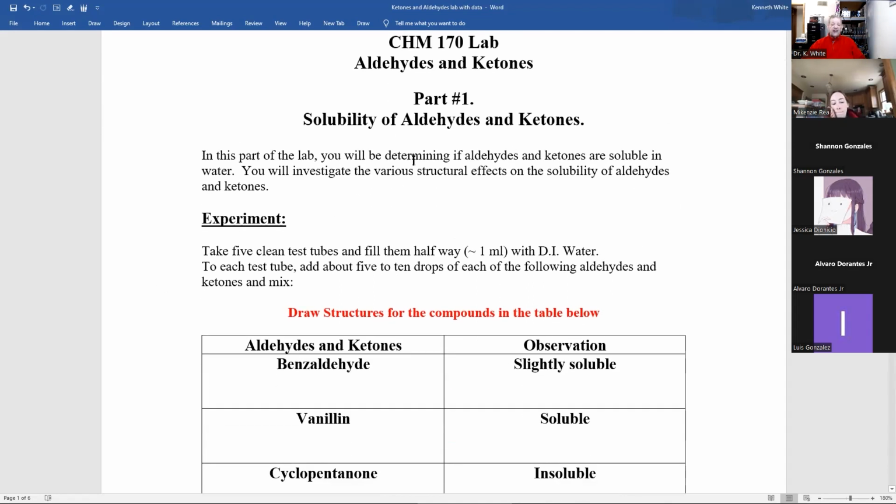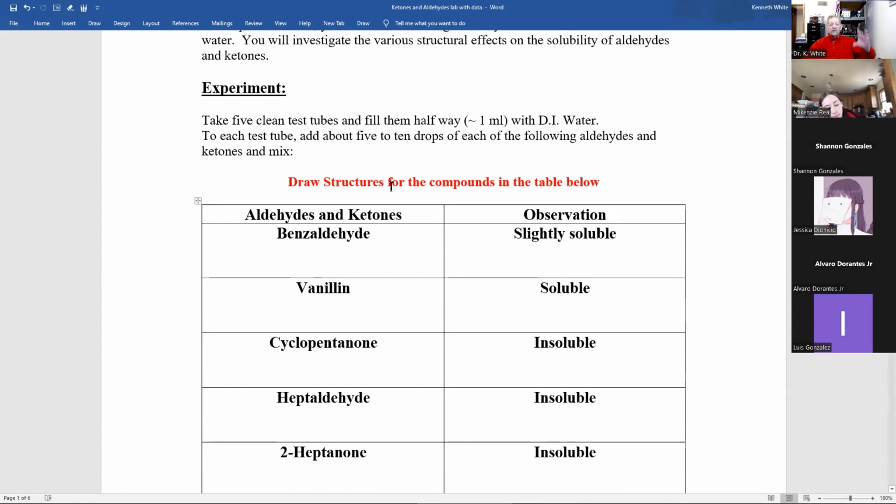Now, first thing is solubility of aldehydes and ketones in water. And what you'll do is in a test tube, you'll fill it about 1 milliliter halfway up. DI water stands for deionized water. And in each test tube, you'll add about 5 or 10 drops of the aldehyde or ketone and mix it.